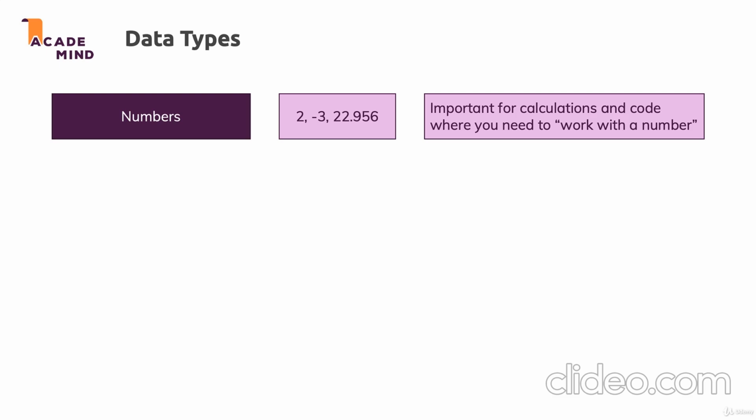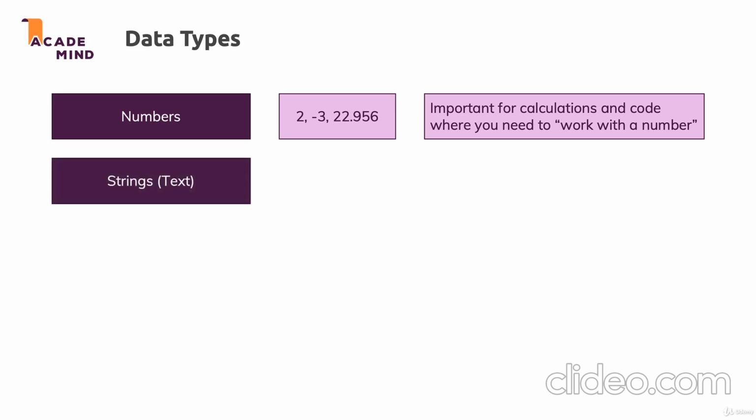Now, you don't just have numbers in code, however. Sometimes you also need text. Let's say you're working with the name of a user who logged in, or you want to show a message to the user. Then you're working with text, or also called strings. And it's not just called strings in JavaScript, but in other programming languages as well. So if I say a string, I mean a text type.